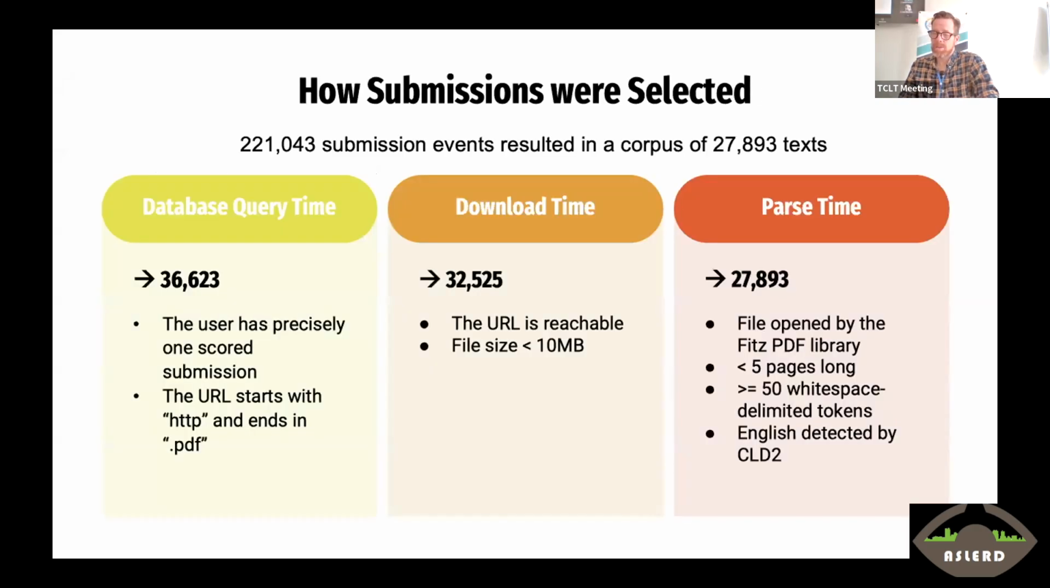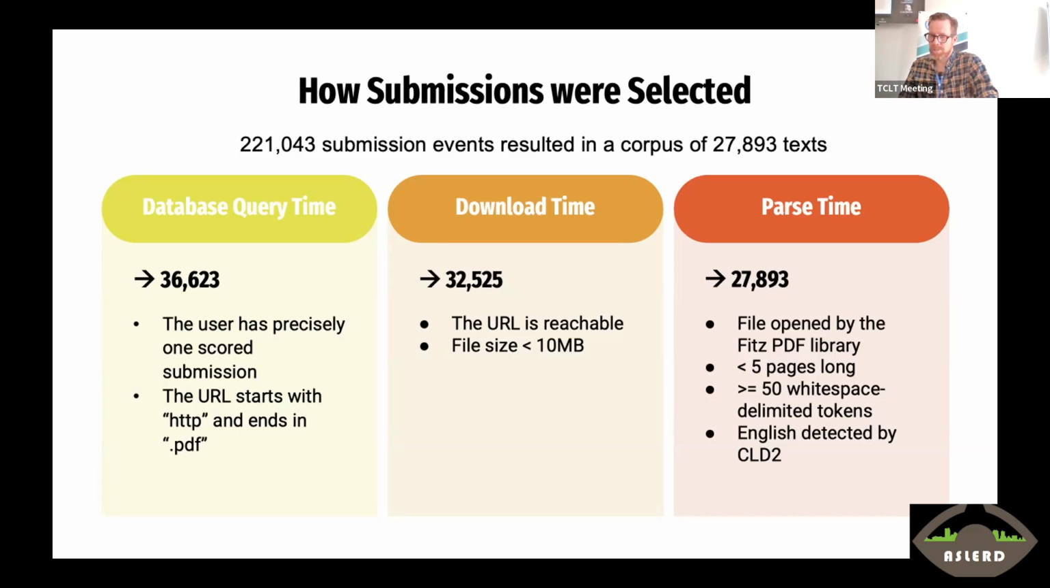So we said it started with over 220 assignments, which is a lot. We had 36,000 of these assignments where the user had precisely 1 scored submission. So we only focused on those 36,000 because we don't know which other assignments were going to be basically copies or revisions or final drafts.